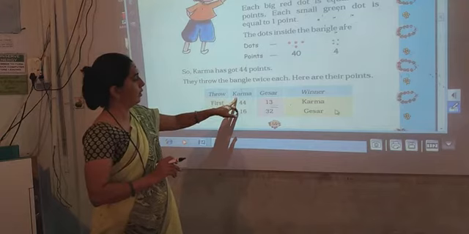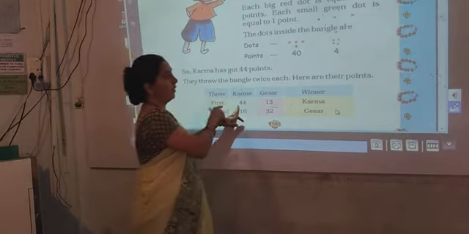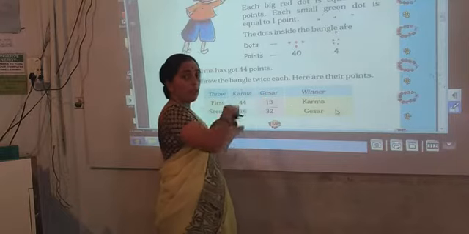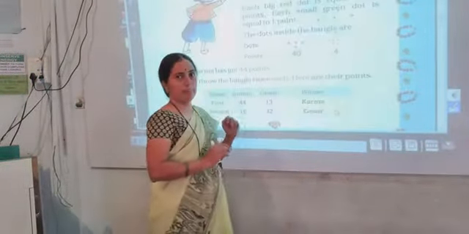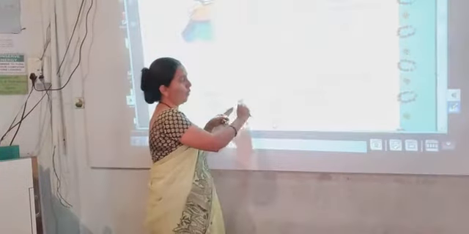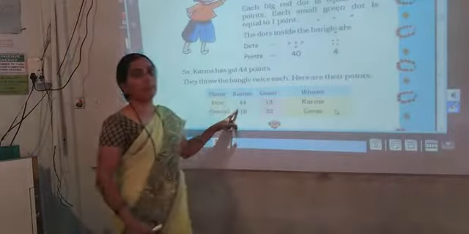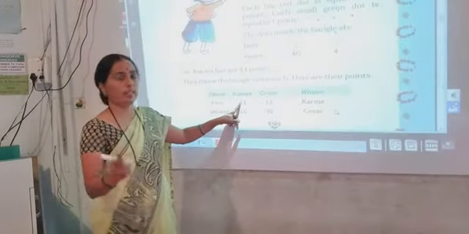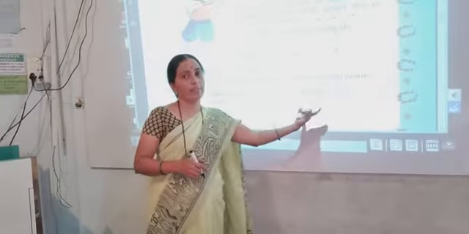First, Karma threw the bangle and got 44 points. And then Gesar also threw the bangle and he got 13 points. So who is the winner in this round? Who got more points? Is 13 the bigger number or 44 the bigger number? Which is the bigger number? Yes, 44 is the bigger number. So in this round, Karma is the winner.